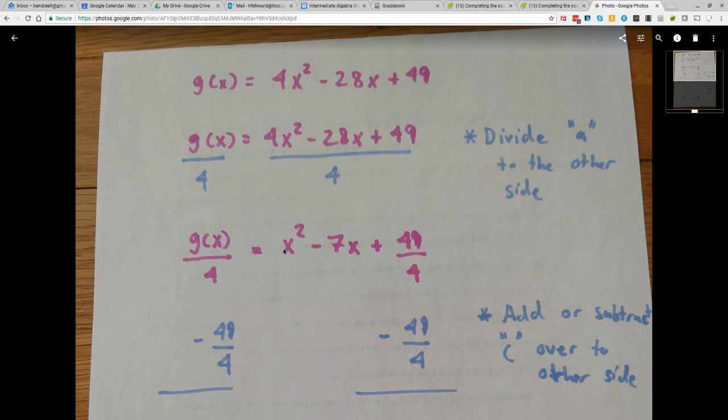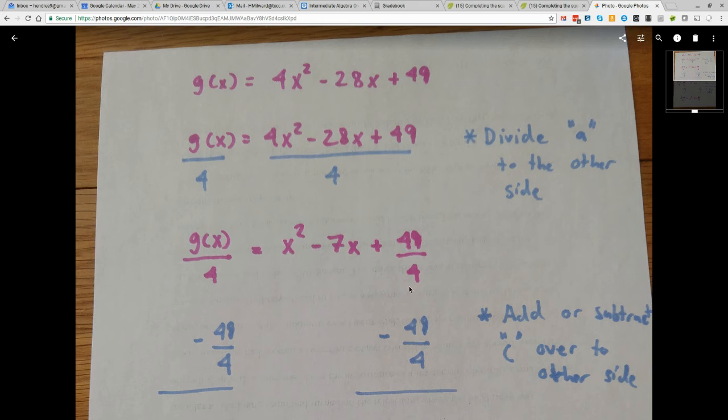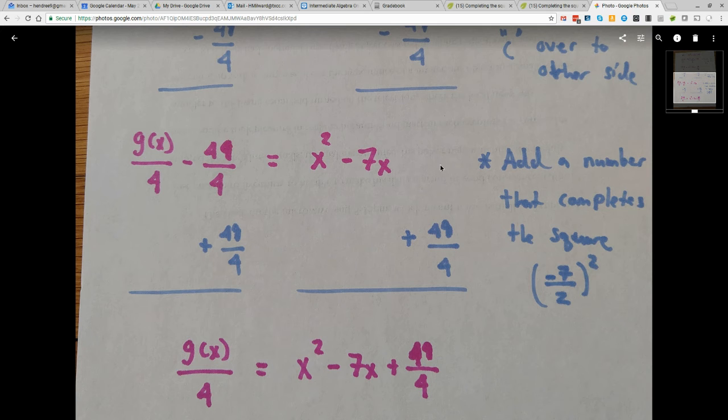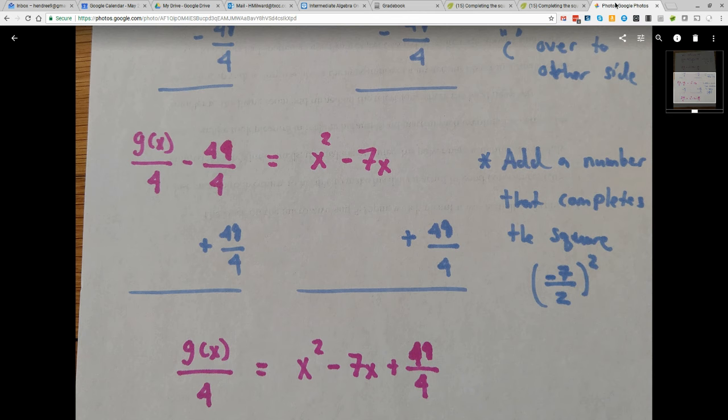Okay, now the next step is then just to move c over to the other side. And this is the same as what you were doing in completing the square intermediate. All you had to do in that skill was just move c over before you completed the square. So same thing here. I'm going to subtract 49 over 4 from both sides. That gets rid of it here, so I will now have room to complete my square, and it puts it over here on the left side. Now, I'm going to have to add a number that completes the square over here on the right side. This is the same as what you learned to do in completing the square intro. That's the first thing, it's just knowing what number is going to complete a square over here.